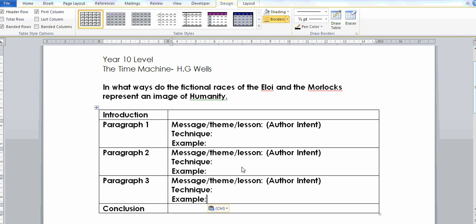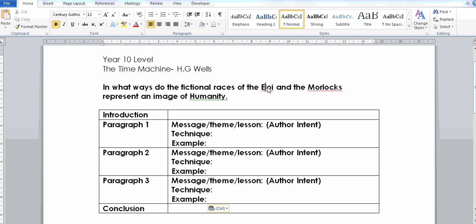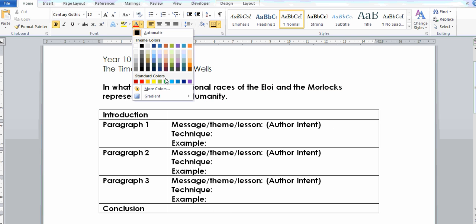So, the first thing I'm looking at for the first paragraph, I now go back up to the actual topic itself. Now, really what this is asking me to do is to create a relationship between the fictional race of the Eloi and humanity. When we think about H.G. Wells and this particular book, what he was really looking to do was to create an image of humanity, or actually to show us something that was happening within humanity.